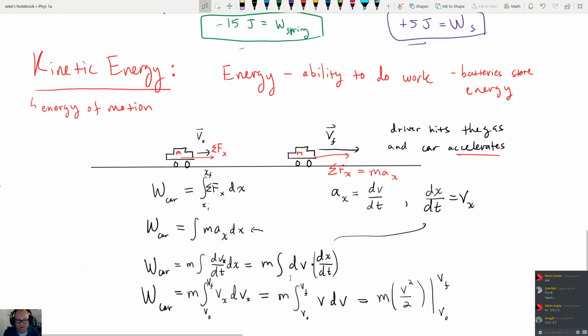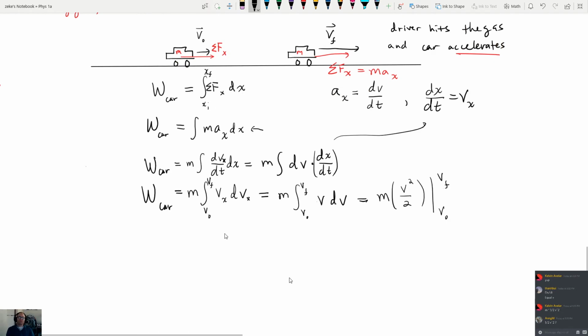Okay, let's go down just a little bit. So now what we end up getting is the work that's done, it's really the work done on the car, or by the car, however you want to put it, ends up being equal to 1/2 mass times final velocity squared minus 1/2 mass times initial velocity squared. And then we look at these two terms and say, it looks like the work done by the car is related to the final and initial velocity squared multiplied by mass over 2.